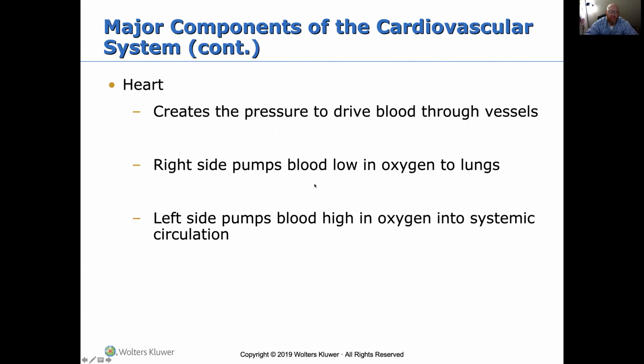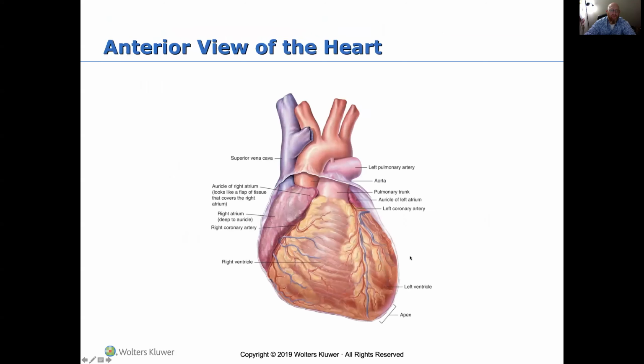The heart is another major component of the cardiovascular system, obviously. It creates the pressure to drive the blood through the vessels. It's the pump that pumps everything around where it needs to go. The right side pumps the blood that is low in oxygen to the lungs, while the left side pumps the blood that's high in oxygen out into the system to deliver oxygen where it needs to go for your body to function as well as possible.